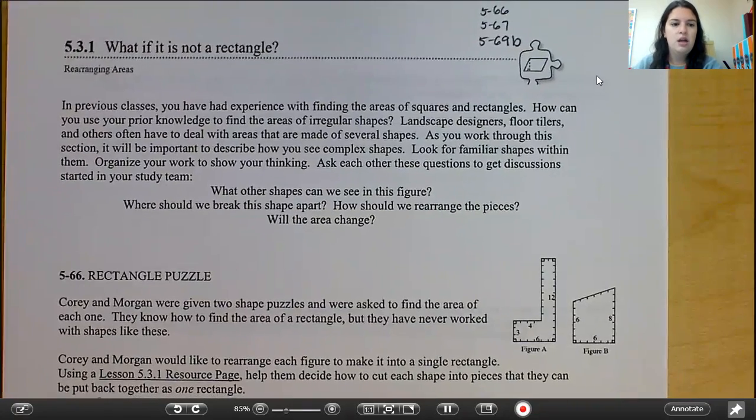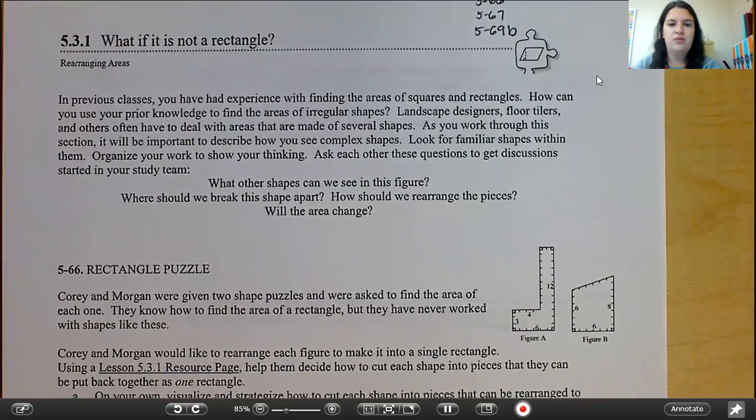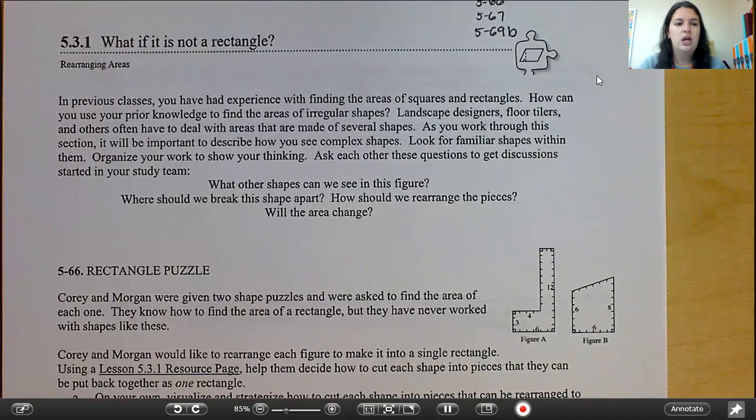Rearranging areas. In previous classes, you have had experience with finding the areas of squares and rectangles. How can you use your prior knowledge to find the areas of irregular shapes? Landscape designers, floor tilers, and others often have to deal with areas that are made of several shapes. As you work through this section, it will be important to describe how you see complex shapes. Look for familiar shapes within them, organize your work, and show your thinking.